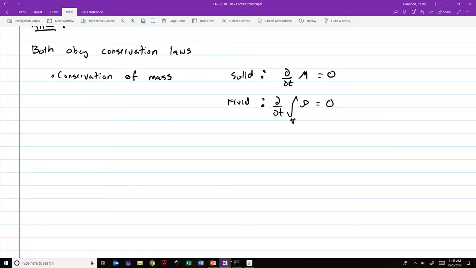We have conservation of momentum, which most of us know and love as Newton's second law, or F equals ma. Okay.